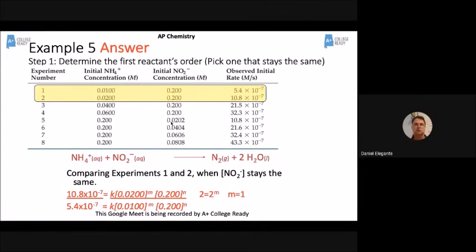Now, let's see what cancels. The K's cancel because you got K on top, K on the bottom. The 0.2s cancel because they're the same. In other words, nothing happened. So basically what we get is the concentration of the NH4 doubles. It goes from 0.01 to 0.02, and the rate also doubles. So 10.8 divided by 5.4 is 2. 0.02 divided by 0.01 is 2. So 2 to what power is equal to 2. So our exponent for that is 1.